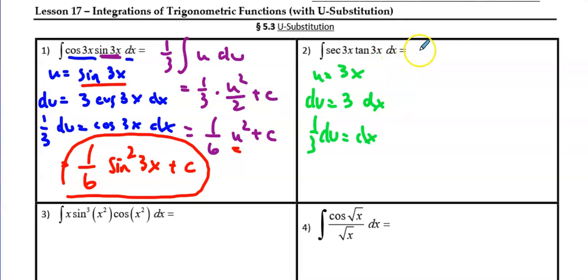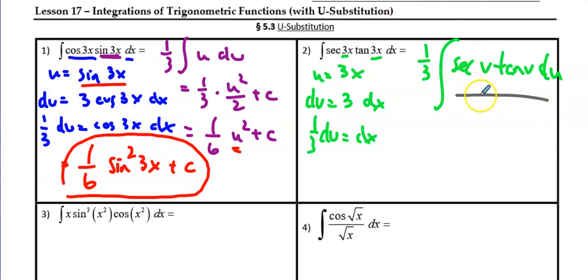Now, how did that help us out? Well, we have our 1/3, and we're going to integrate secant u tangent u du. Right, so we just went ahead and made this a u, and then dx is actually equal to du, and then we have the 1/3 right here.